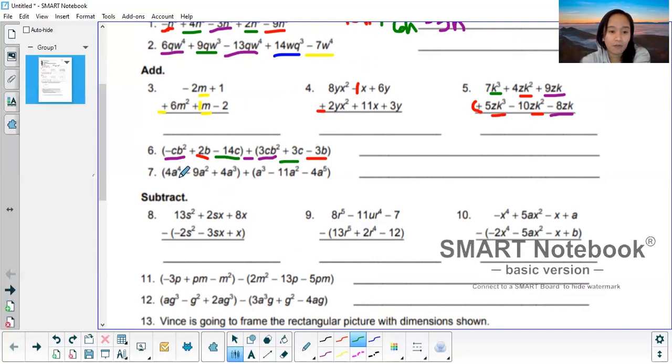Now this 4a4. You don't have any other 4a4. So you just copy that one.